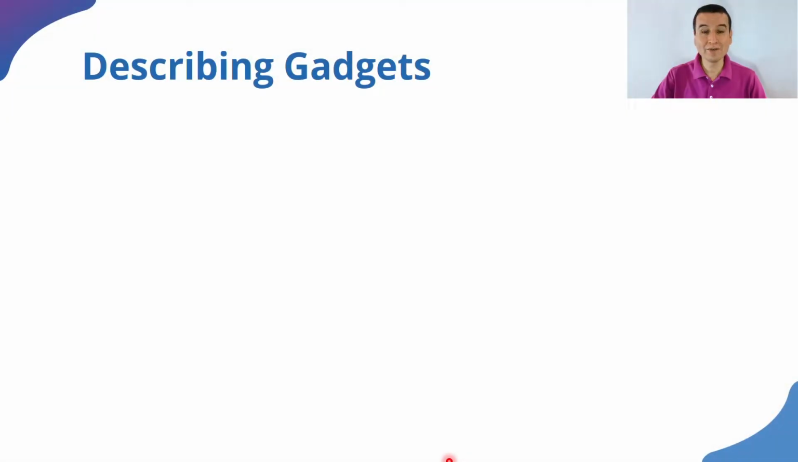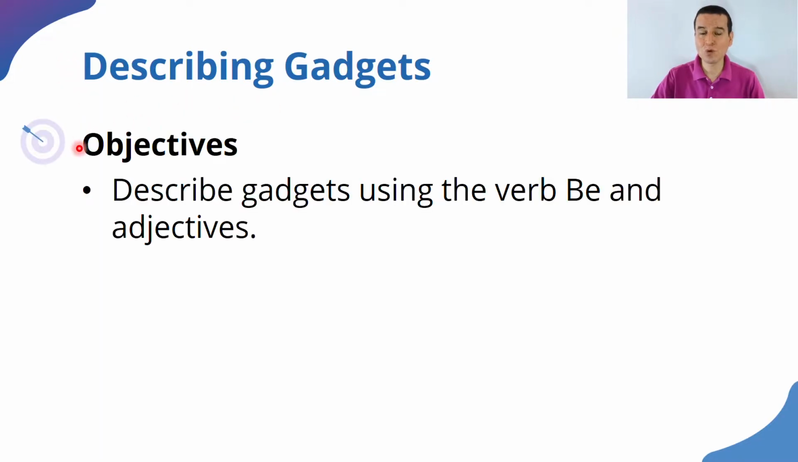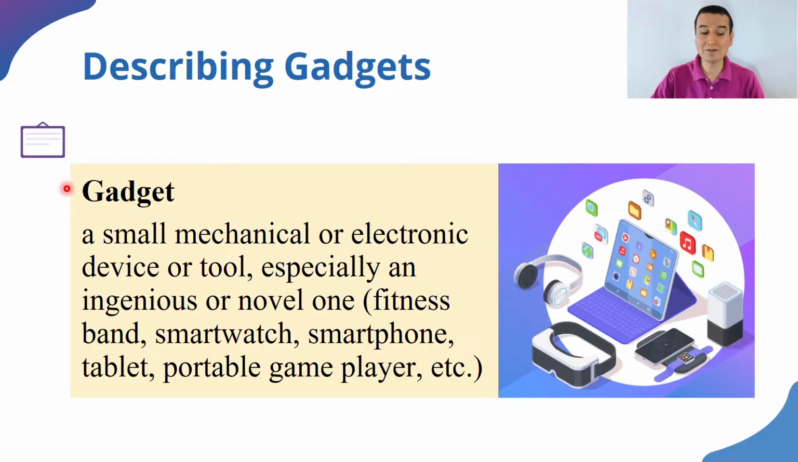Hello! In this video, we are going to talk about characteristics of gadgets. I'm going to define them for you in a moment. The title is Describing Gadgets. The objective or the goal that we have for this lesson is to describe gadgets using the verb be and adjectives. Here's a definition of a gadget, in case you don't know.